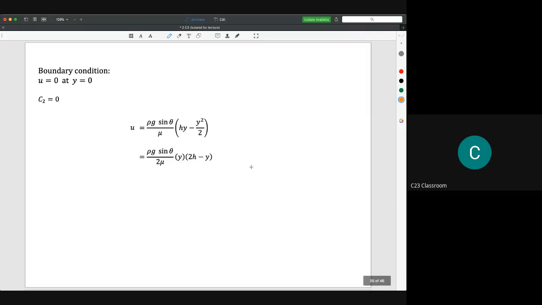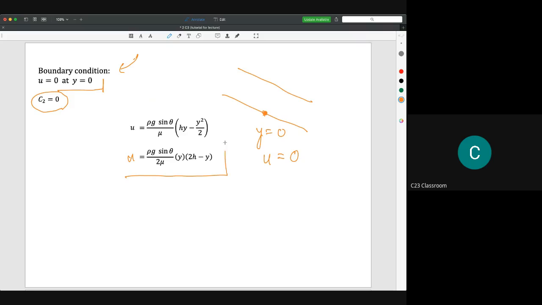So again, we need to find what is the value of C2. So how to get the value of C2? We need to substitute with the boundary condition. As we know, in this situation, we take the lower point here. So the coordinate of y is equal to 0, and because it is a no-slip condition there, the velocity is also 0. So we substitute u equals 0 at y equals 0, so we get the value of C2 is equal to 0. Then we could write our u here is equal to this equation.